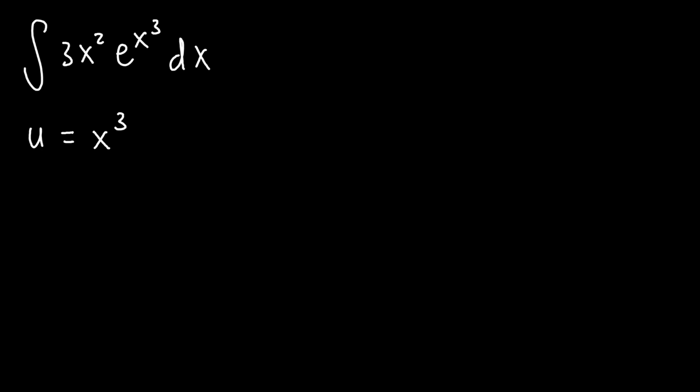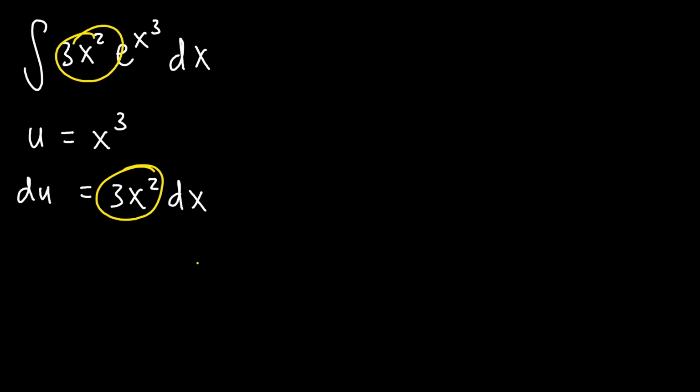Okay, try this. Solve the integral of 3x to the power of 2 times e to the power of x cubed dx. Now, for this example, what we need to do is set u to be equal to x to the power of 3. Because if we do this, du will be equal to, if you differentiate x to the power of 3, you get 3x to the power of 2 times dx. And this 3x to the power of 2 will cancel with that.